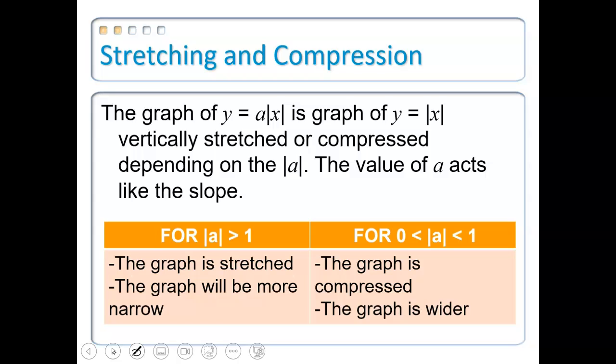If an absolute value is stretched, it will look narrow. Because the slope is steeper, it is rising quicker, looking narrow. If the graph is compressed, then it will appear wider or shrunk.